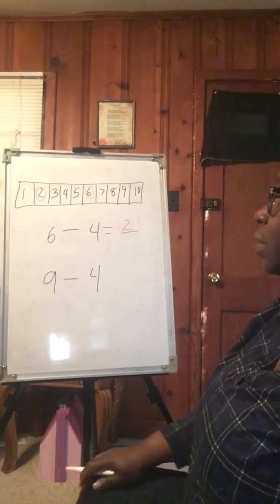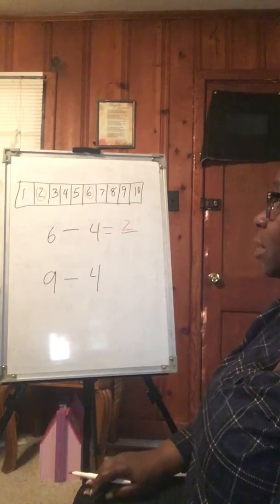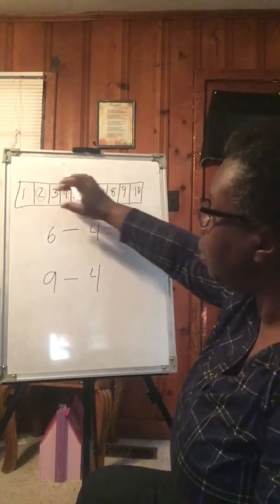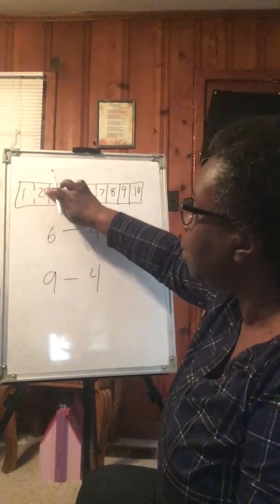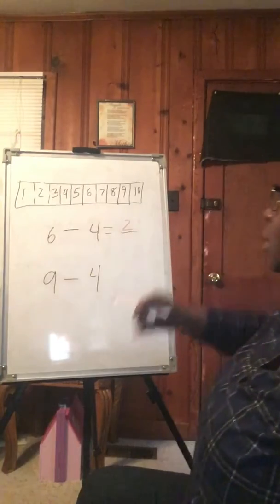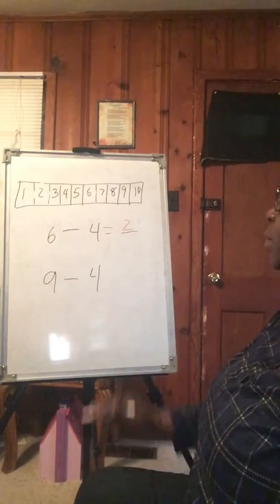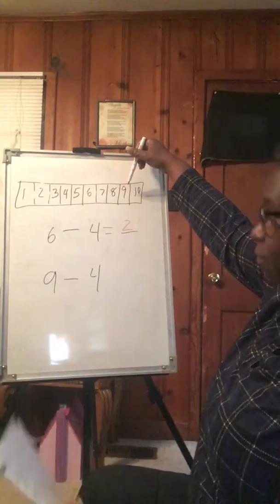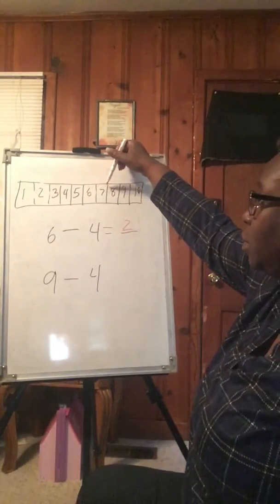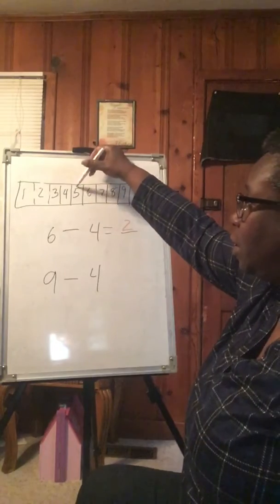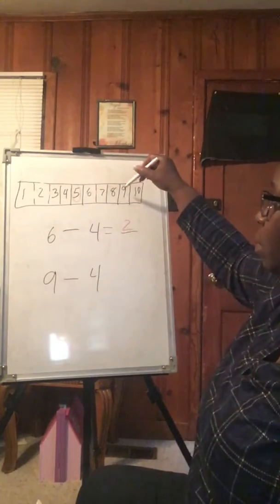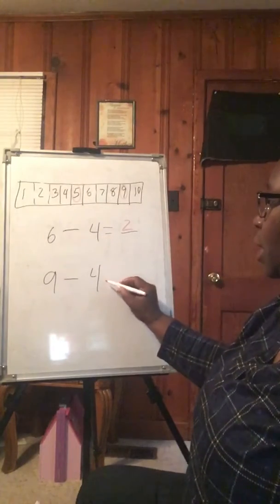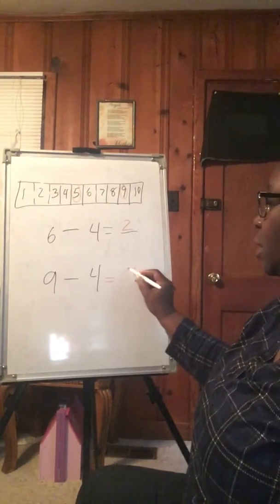Okay? So now let's look at 9 minus 4. Let's take the circle off of these so we won't confuse ourselves. So let's look at 9. So we have 9 minus 4. 1, 2, 3, 4. Started with 9. 1, 2, 3, 4. And that gave us 5.